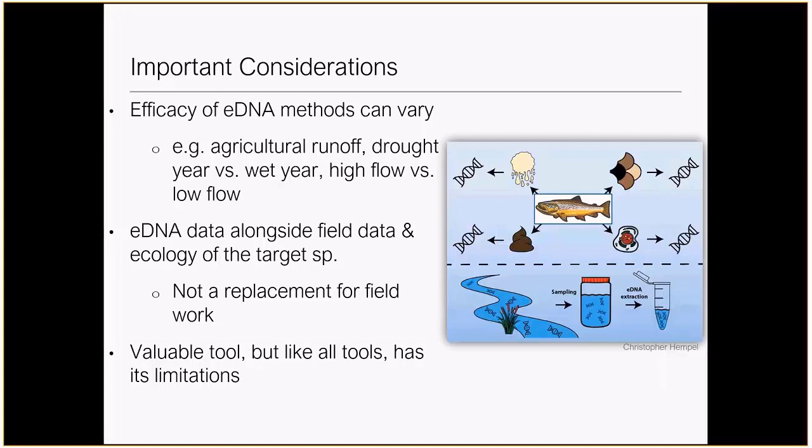So there are a lot of nuances to what's going on here and how you might be interpreting the data. The best way to interpret this type of data would be to look at it alongside the ecology of your target species, alongside any field data you have, not in a vacuum, and definitely be considering the ecology of your study area as well. So this is not a replacement for field work, but it can be a really powerful complement. And it's just like any other tool you may commonly use, it does have its limitations, of course.